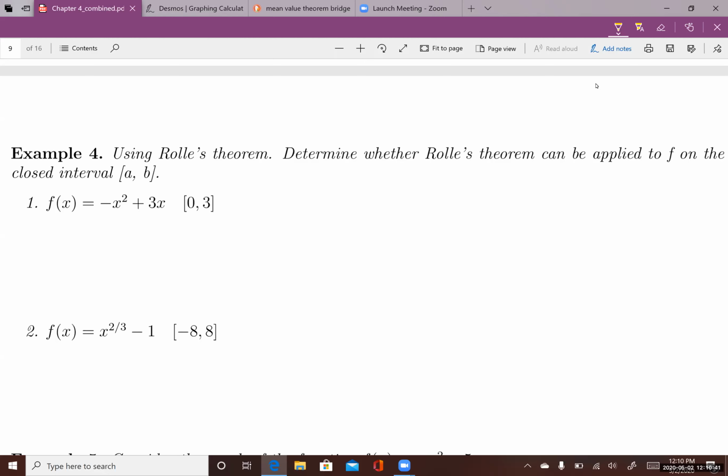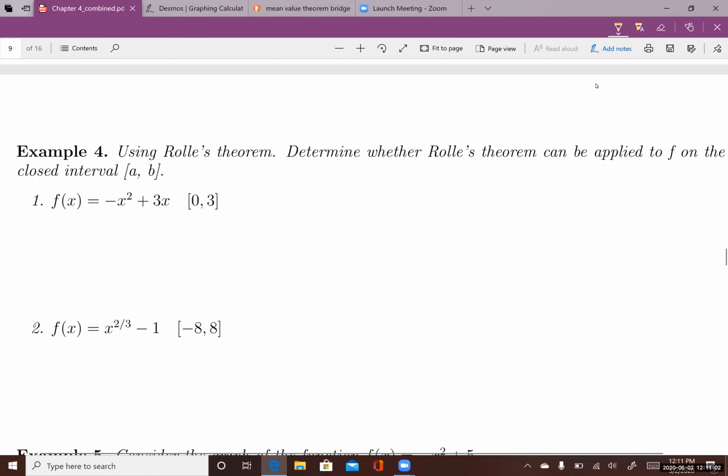So before you can use it, you need to make sure that the function and the interval satisfy all the conditions that we need. So first, it has to be continuous. Second, it has to be differentiable, and third, the function values at the endpoints have to be the same.